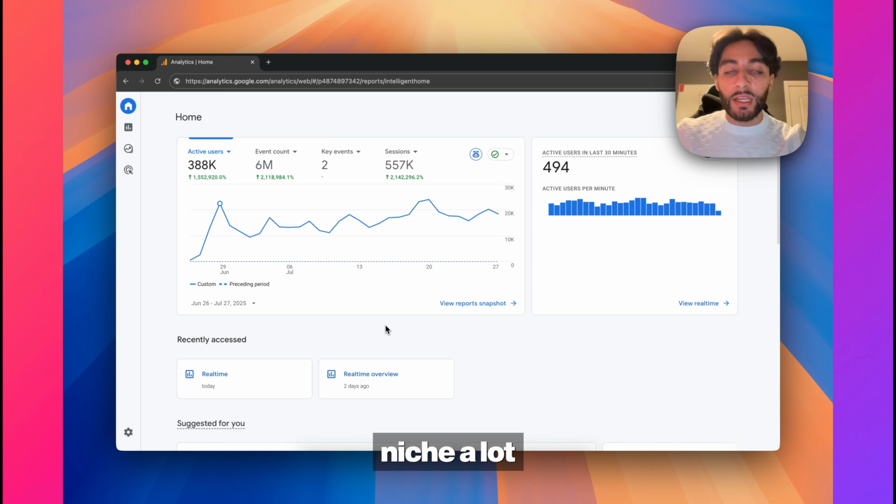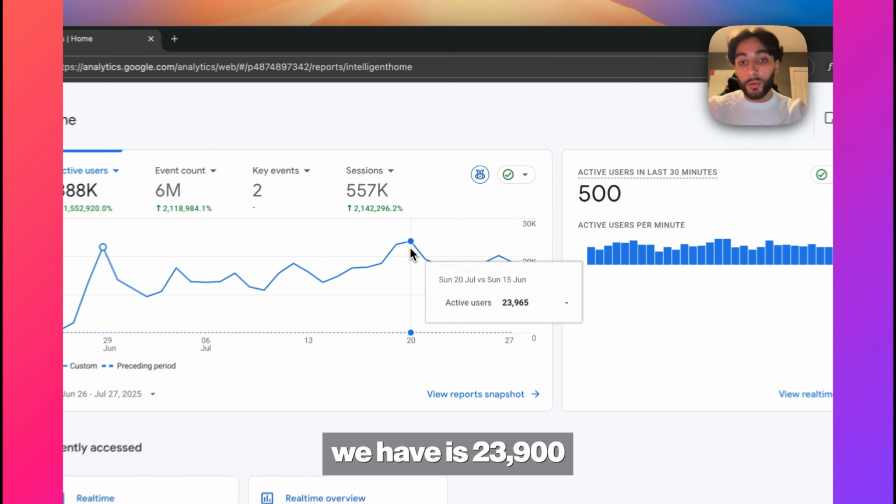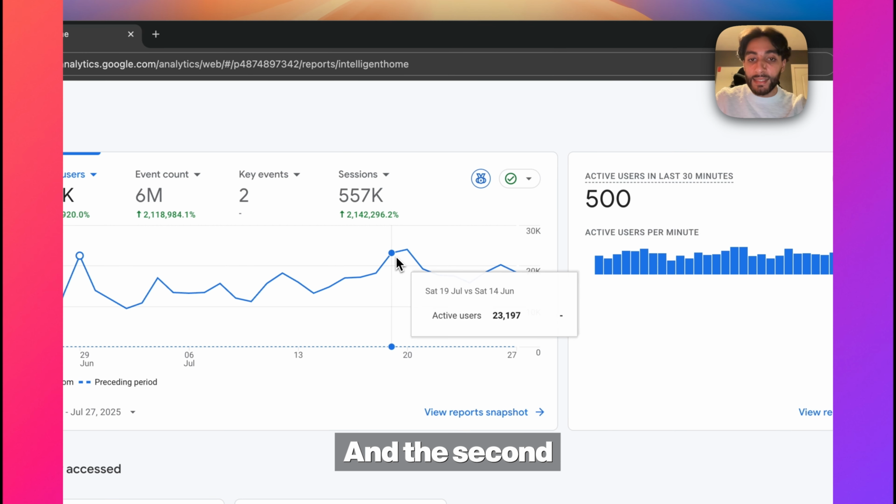So for this particular niche, a lot more traffic flows through on weekends. You can actually see the highest day we have here is 23,900, essentially 24,000, and that was a Sunday. And the second highest day was a Saturday at 23,200.